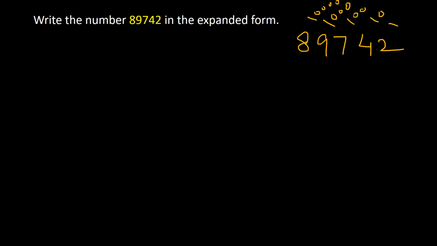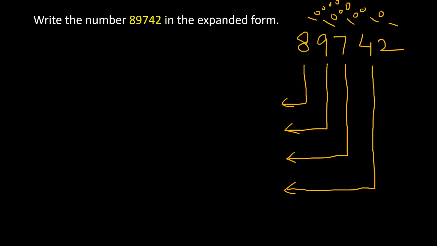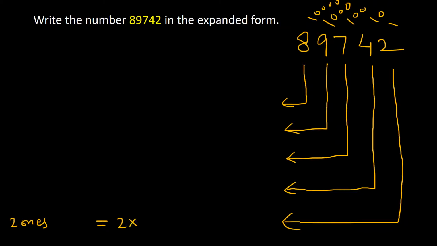So just let us start doing like this. For the 8 I write like this. Then for the digit 9, this is for the digit 7, digit 4, and this is for the digit 2. Now let me first begin with the digit 2. As I have mentioned earlier, digit 2 occupies the position of 1. So that means there are 2 ones in this number. So I write it like this, 2 ones, which can also be written as 2 multiplied by 1, which I can write as 2, because 2 into 1 is 2.